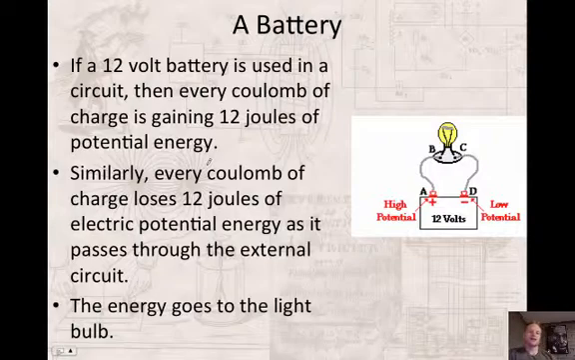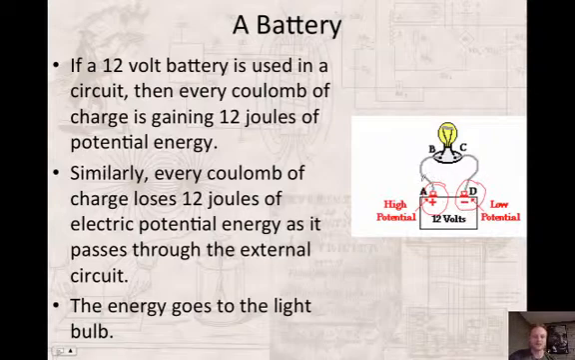So let's take a little deeper look at what a battery actually is. If a 12-volt battery is used in a circuit, then every coulomb of charge would be gaining 12 joules of potential energy. Similarly, every coulomb of charge loses 12 joules of electric potential energy as it passes through the circuit. Okay, so again, we have an area of high potential here and low potential over here.